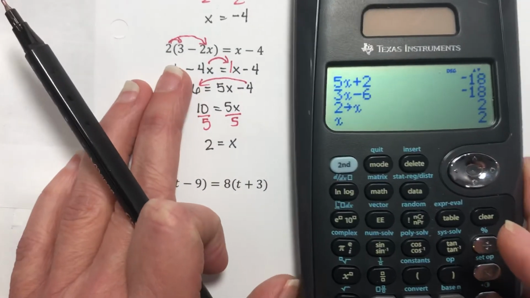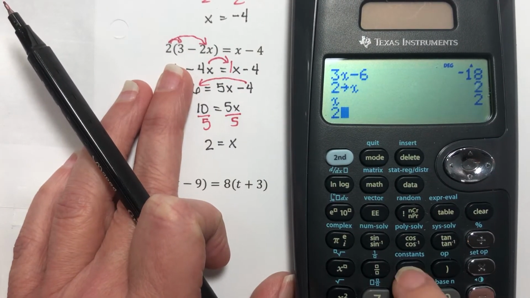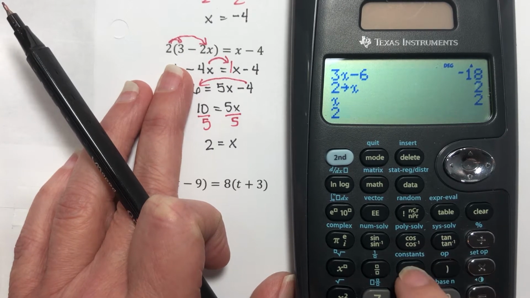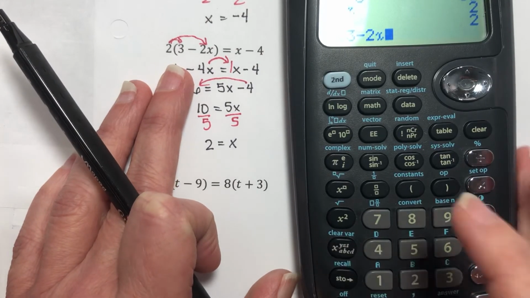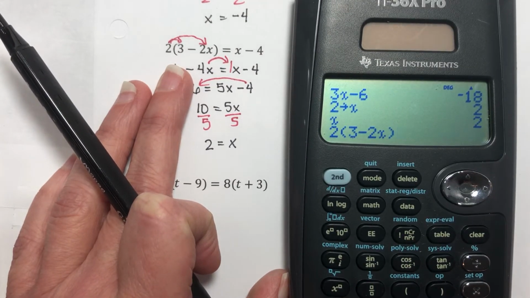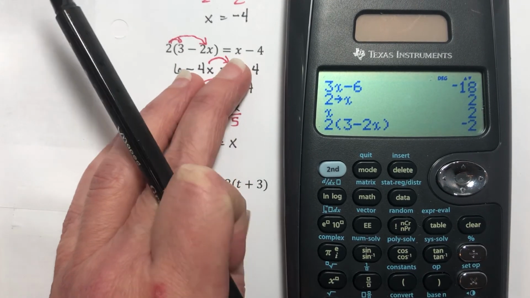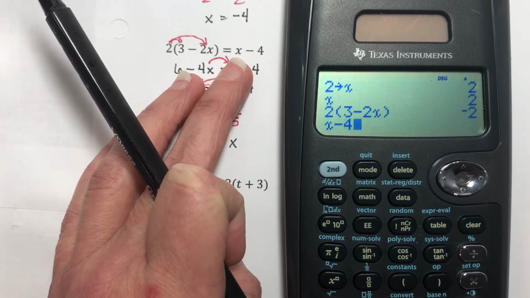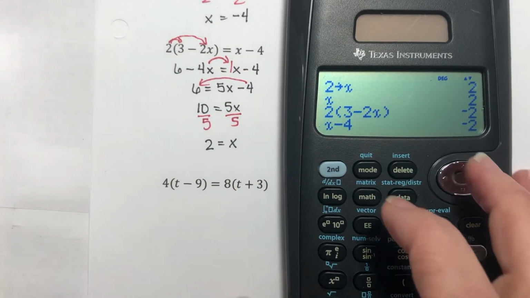So let's try plugging this in. You need to use the parentheses. The parentheses are in the same place on both calculators. 2 times 3 minus 2, and then remember, hit that right there. Close parentheses, and that gives me a negative 2. Now I'll plug it in here, x minus 4. I should get negative 2 again, and I do, so this is a correct answer.